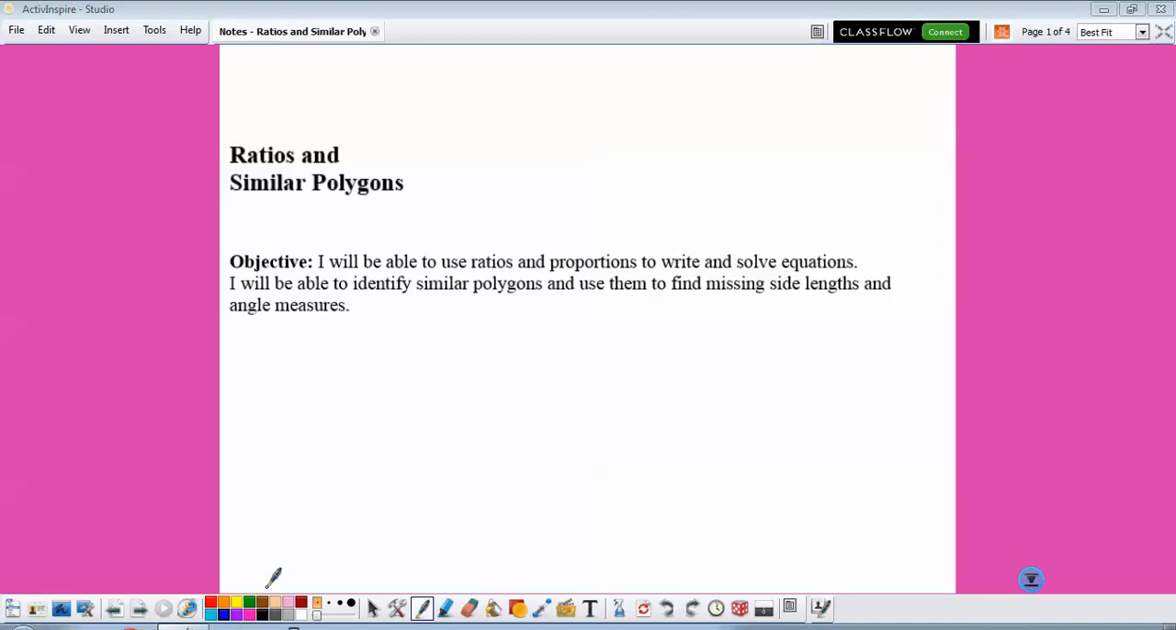Today we're going to be talking about ratios and similar polygons. We will be able to use ratios and proportions to write and solve equations, and we will be able to identify similar polygons and use them to find missing side lengths and angle measures.